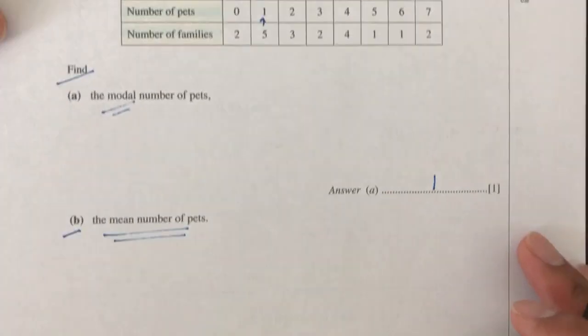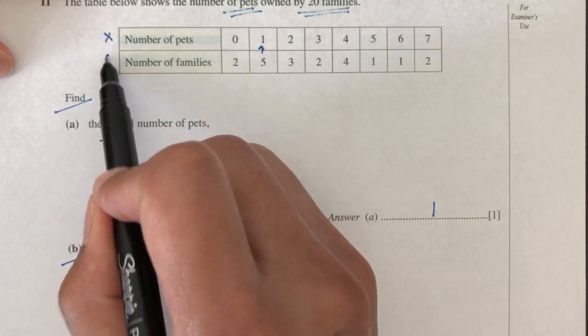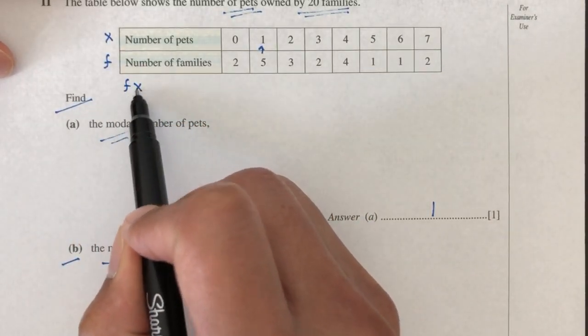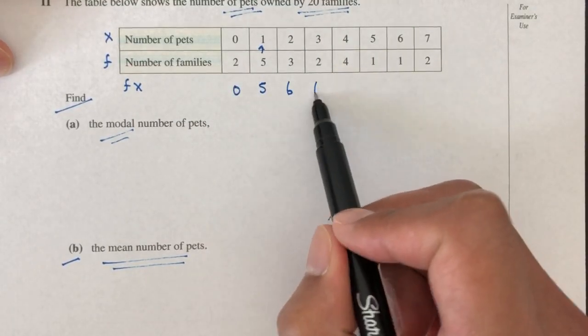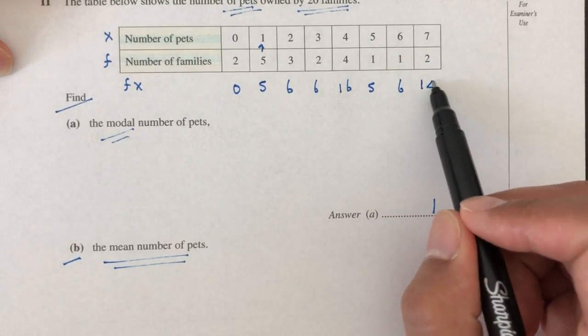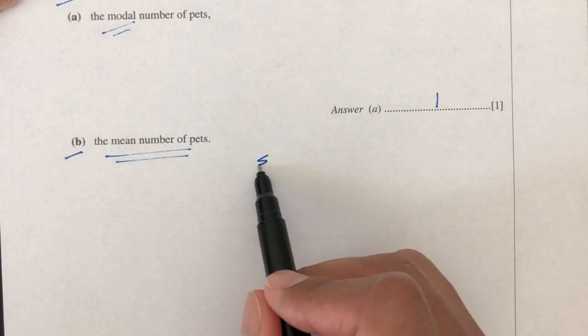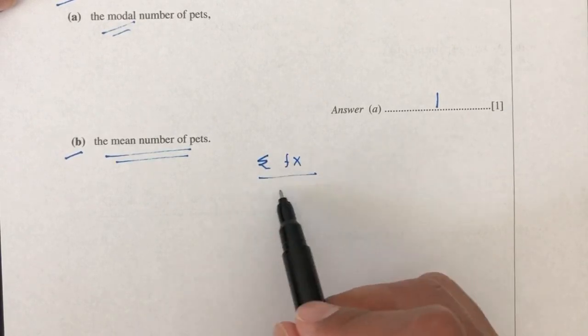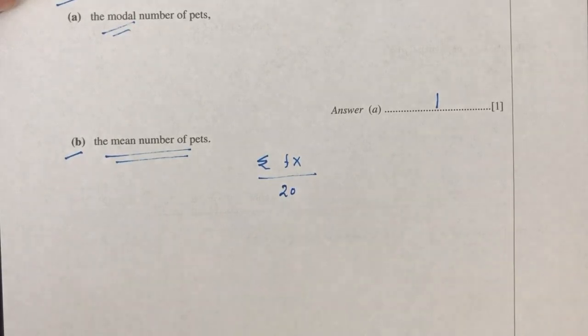Now for this one, find the mean number of pets. To find the mean, we first have to find fx, so we call this x, we call this f, and we find f times x. This will be 0, 5, 6, 16, 5, 6, and 14. So we have to add everything. For the mean, we take the sum of fx divided by the total frequency, which is 20 families in total. So let's do that.